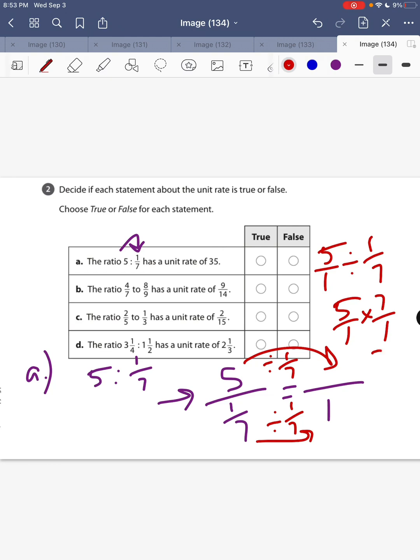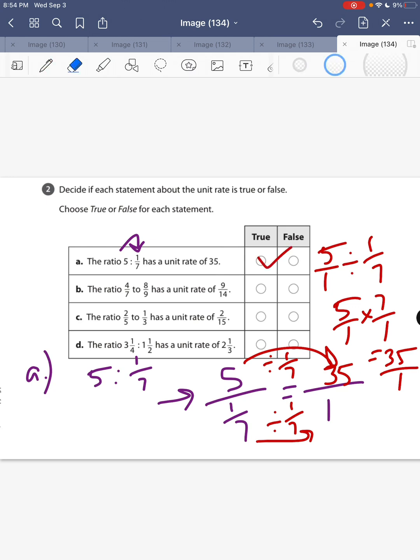5 times 7 is equal to 35 over 1. 35 divided by 1 is 35. Okay, so that makes that equal to 35, and that's what they're asking for. Yes, that is true. For the rest of these, you don't have to set this up.